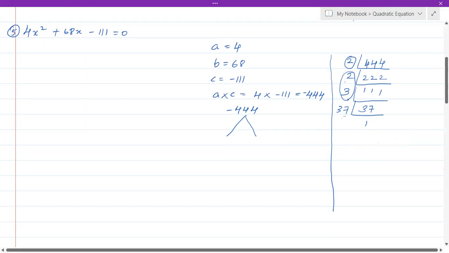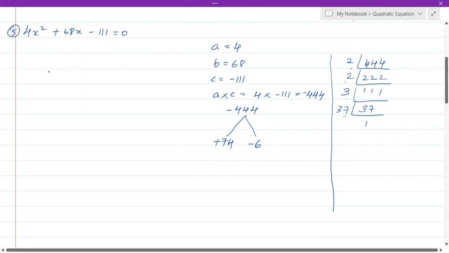Okay, so let's write it. The correct numbers are 74 and 6. Now you need positive 68. Therefore, it should be plus 74 minus 6.